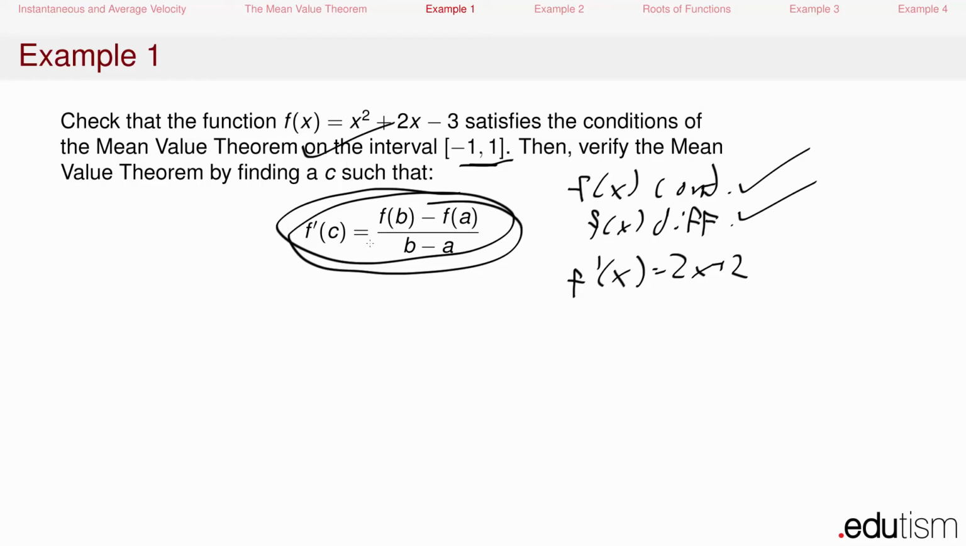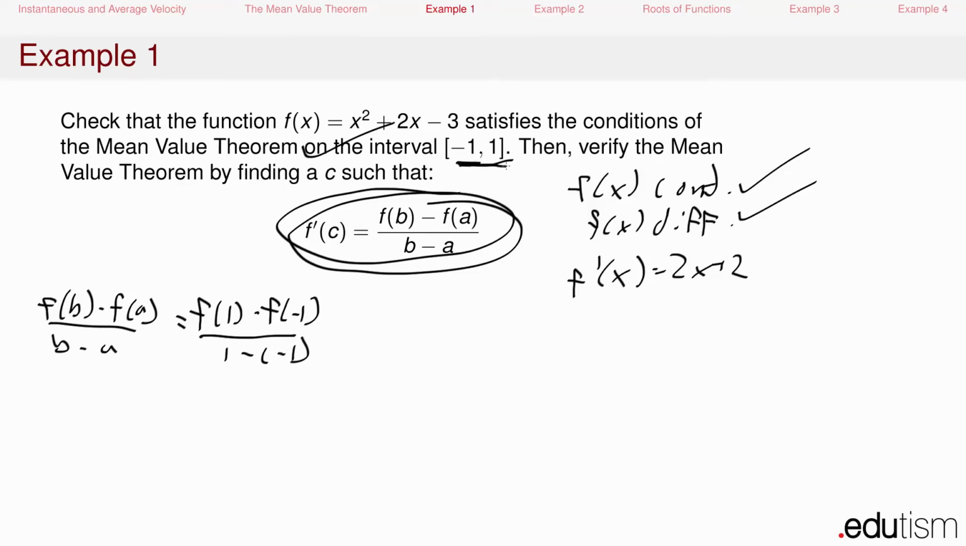Then we want to verify the mean value theorem by finding a c such that this equation holds true. So let's do the right-hand side. F of b minus f of a over b minus a is going to be f of 1 minus f of -1 over 1 minus -1. We're just going to use these two numbers, the endpoints of the interval. So f of 1 turns out to be 1 squared plus 2 times 1 minus 3, which is 0. F of -1 is -1 squared plus 2 times -1 minus 3, which is -4. b minus a is 2. 4 over 2 gives you 2.